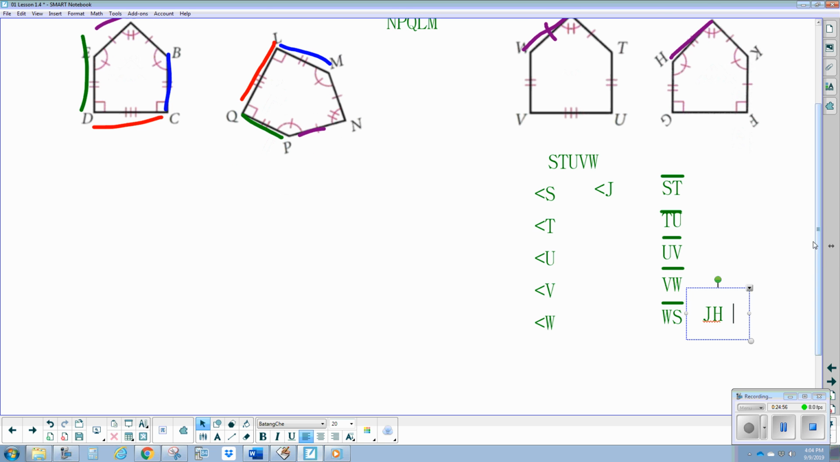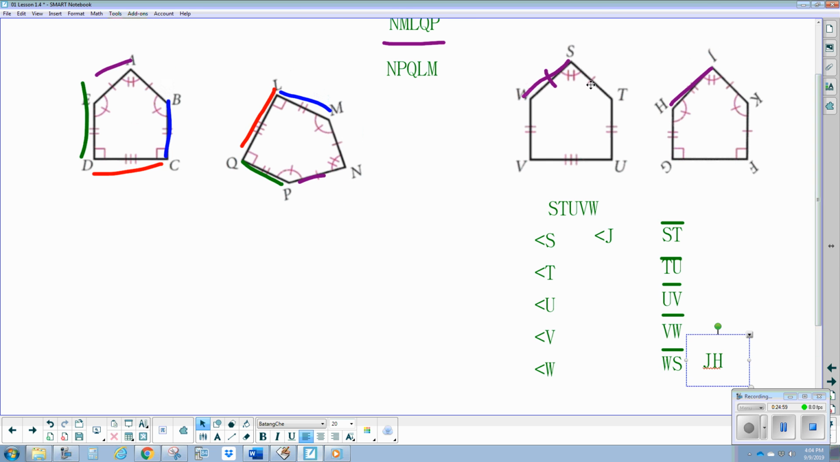I should say, JH has to be a corresponding side to either WS or it has to be a corresponding side to ST. And in either case, ST or WS, it is not congruent. Okay, so that is one way we can already say like, nope, polygons are not congruent because all corresponding sides and angles have to be congruent. Since JH has 2 tick marks, it's not congruent to ST and it's not congruent to WS. Therefore, the polygons are not congruent.